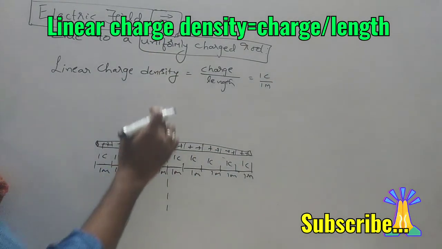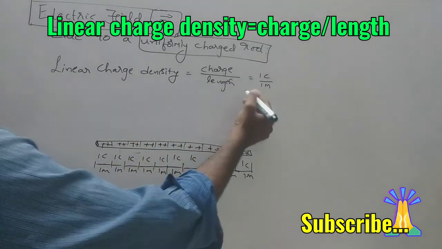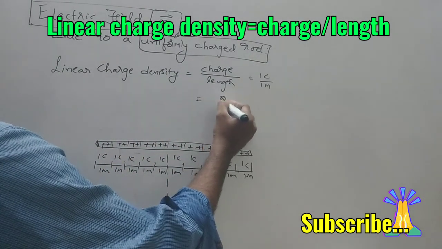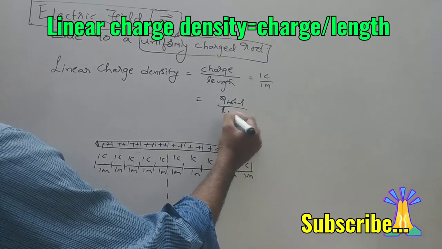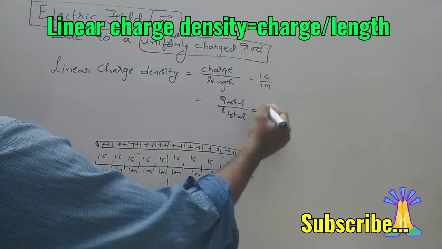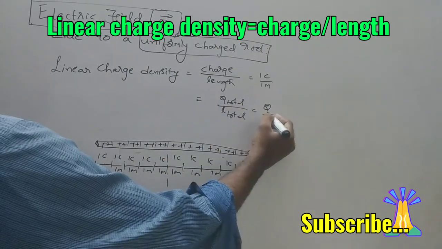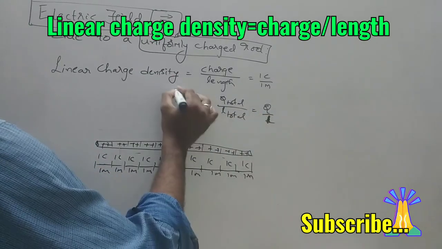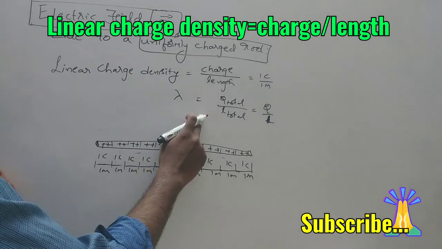For a uniformly charged rod, this linear charge density is constant. You can write total charge by total length, that is Q by L. Q by L, where L is the total length of the rod, and generally linear charge density is denoted by lambda. For a uniformly charged rod, this lambda is constant.